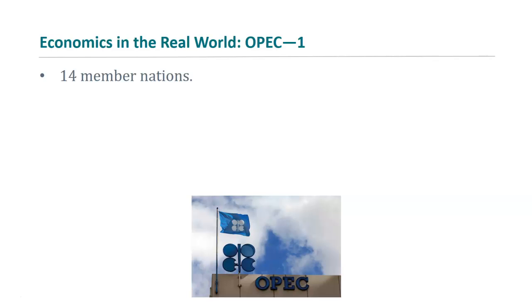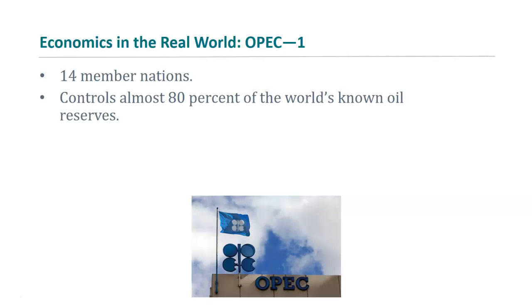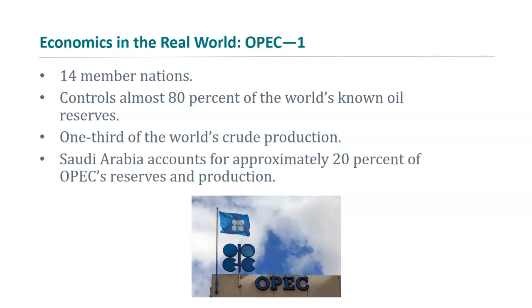So a well-known and very powerful cartel in the real world is OPEC, the Organization of Petroleum Exporting Countries. There are 14 member nations that control almost 80% of the world's known oil reserves, and a third of the world's crude production. Saudi Arabia, for example, accounts for about 20% of all of OPEC's reserves and production.